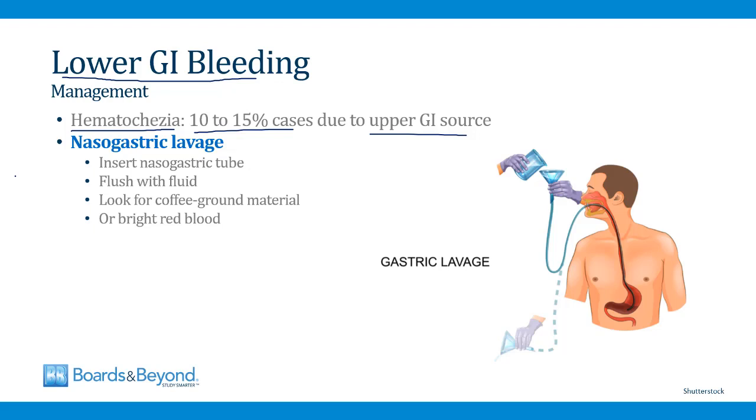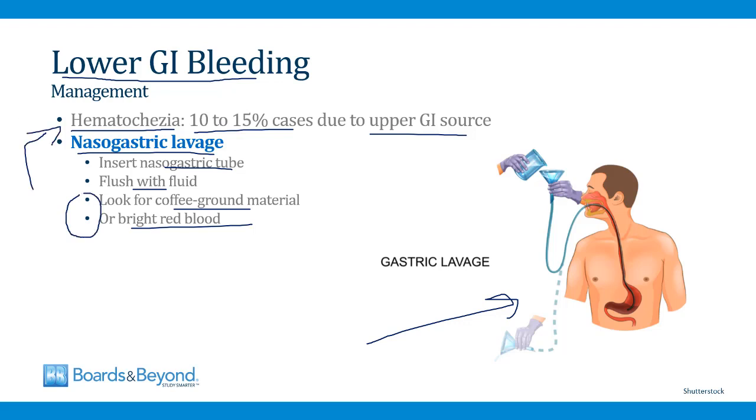So in patients with lower GI bleed, one of the things that is usually done is a nasogastric lavage. This is shown on the screen here in this picture. You insert a nasogastric tube, you flush it with fluid, and then you pull the fluid back out and you look for coffee ground material or bright red blood. If either of these findings is apparent after the lavage, that tells you that the hematochezia or the apparent lower GI bleed is actually an upper GI bleed.